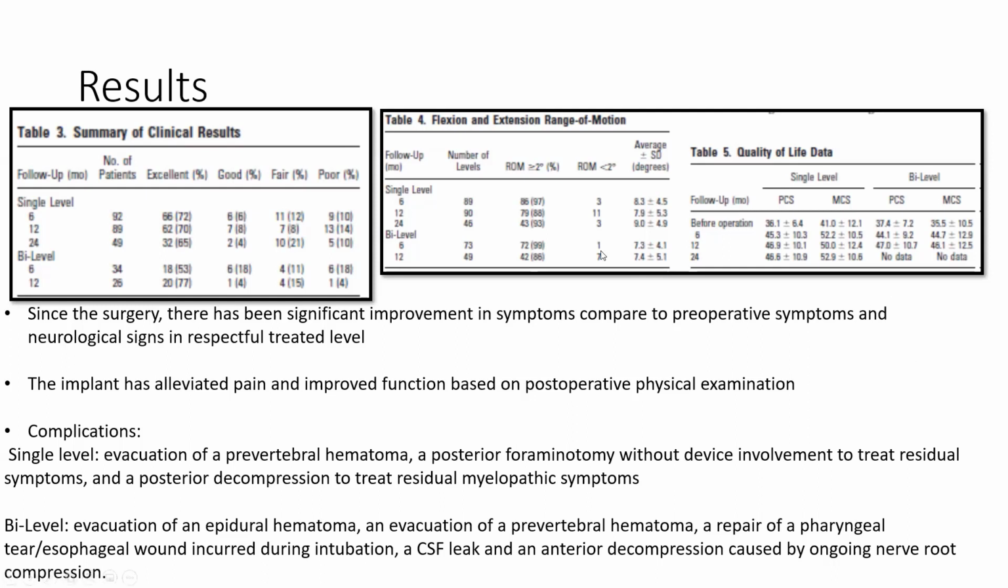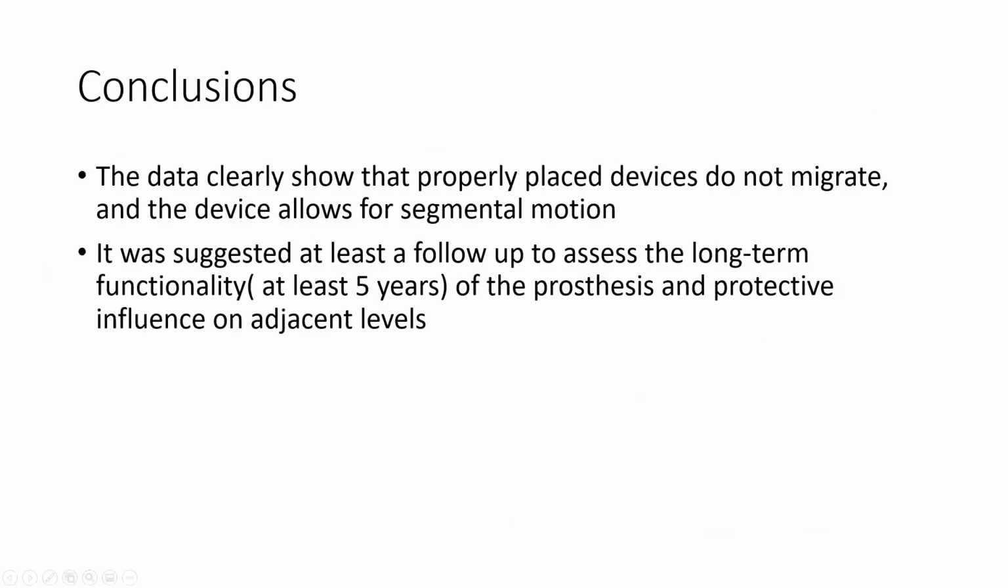So you can see these right here on my screen. Right here, you can see the outcomes that they reported for either the single and bi-level, and they had great range of motion, excellent pain scores, and pretty low complication rates overall with this. But this was at their intermediate follow-up. So we'll go ahead and move on to the conclusions.